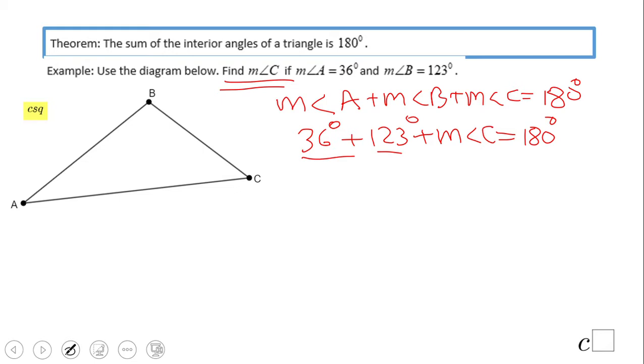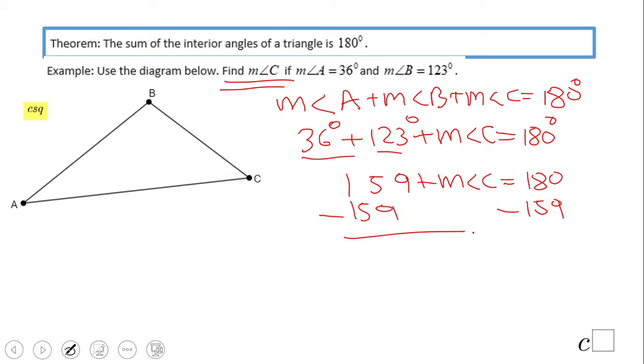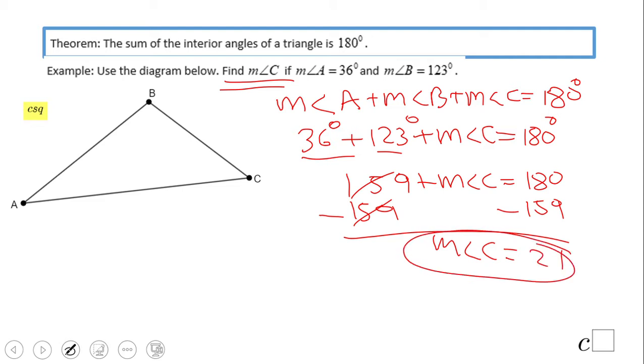36 plus 123 is what? 159. 159 plus the measure of angle C equals 180. And to find the measure of angle C, we're going to subtract 159 on both sides, and we get the measure of angle C, which will be 21 degrees. So this angle here is 21 degrees.